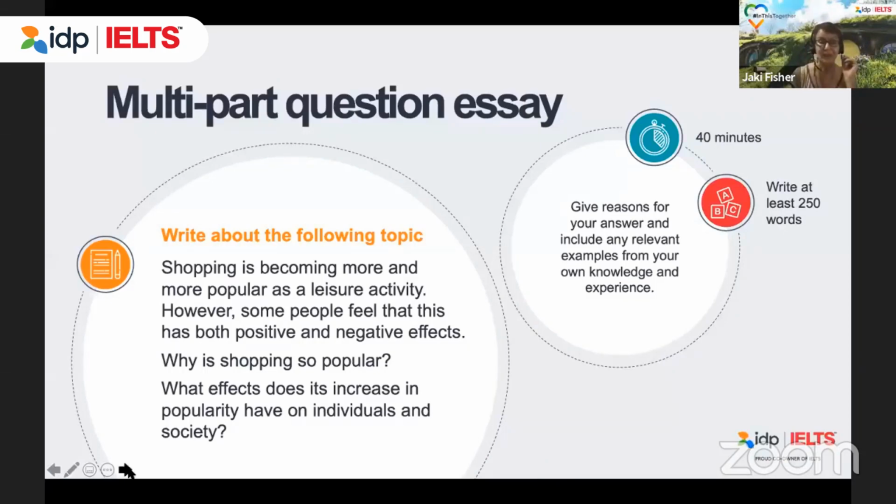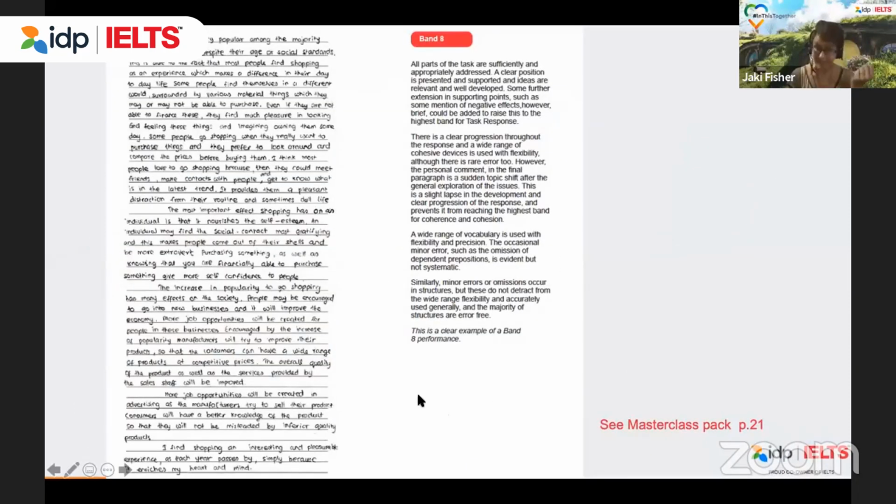So I'll show you another model. This one got an 8 as well. So this one also is very good in the way it's structured. This one's not perfect. There are a few things that could be better. Okay, so here is the introduction and also the first part, which is why is shopping so popular? This paragraph is a bit long. Ideally, your paragraph should be 4 to 6 lines for IELTS. So this one's a bit too long, but there are some good reasons why shopping is so popular.